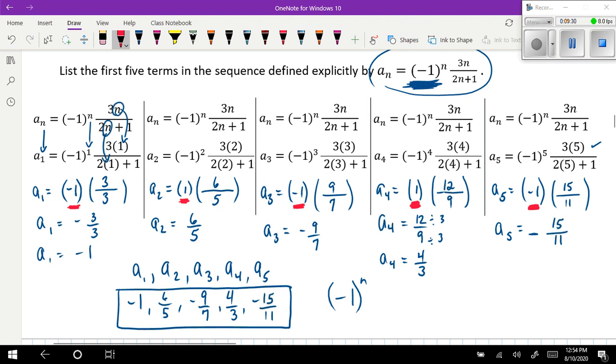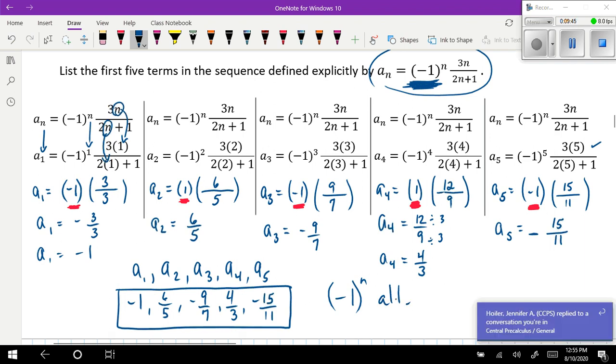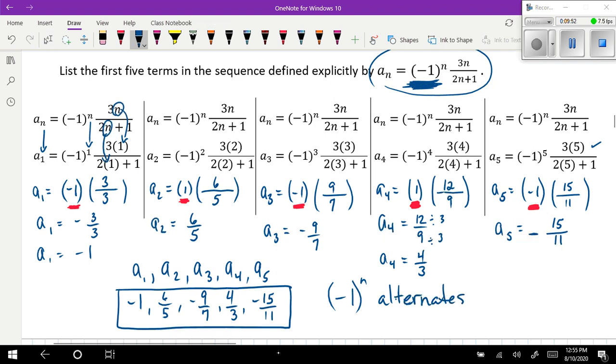So what is the purpose of this negative 1 to the n? Can you see what it's doing with my terms? I'm hoping that you're thinking to yourself that you're alternating signs. So negative 1 to the n definitely alternates signs, starting with a positive or a negative. Starting with negative.